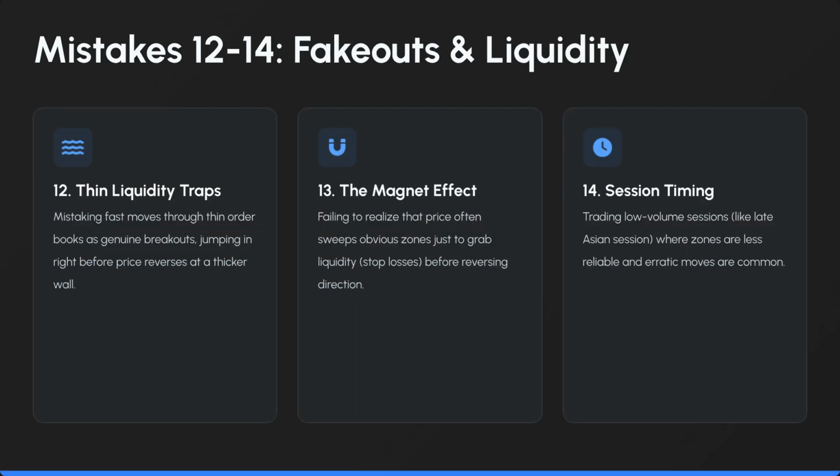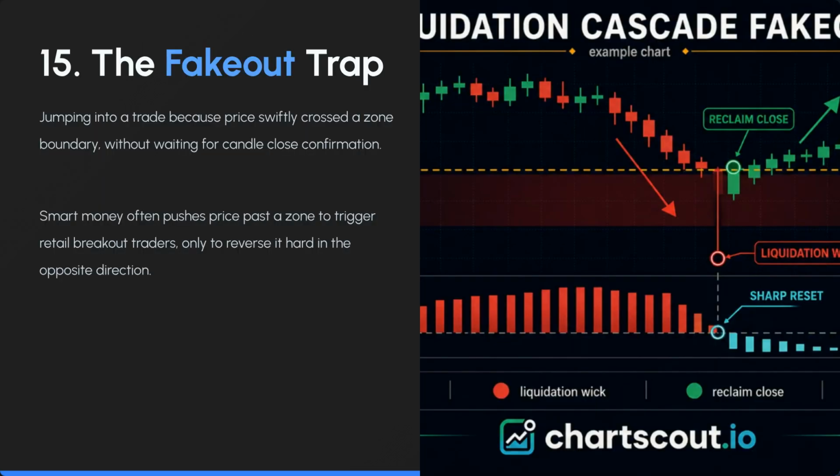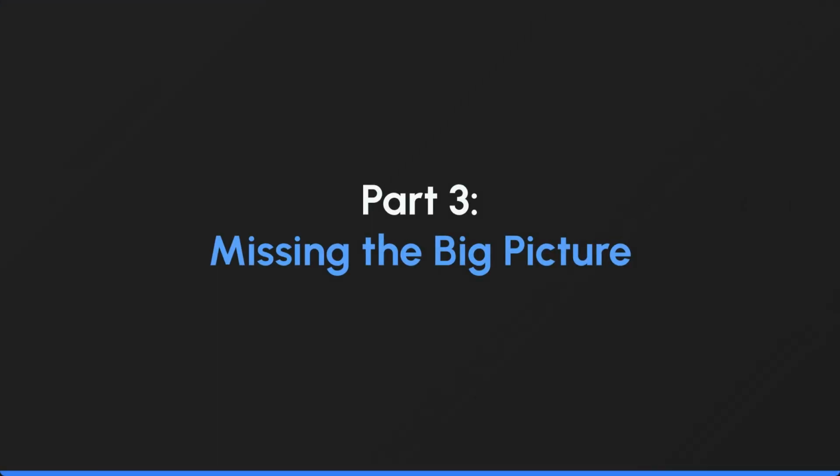Mistakes 12 through 14 focus on fakeouts and liquidity. Traders often fall for traps in thin liquidity, fail to recognize the magnet effect of stops, or trade during low-volume sessions. Mistake 15 is the fakeout trap. This happens when you jump into a trade solely because price touched a zone boundary, without waiting for the necessary candle close confirmation. Next is part 3, which addresses the importance of not missing the big picture.